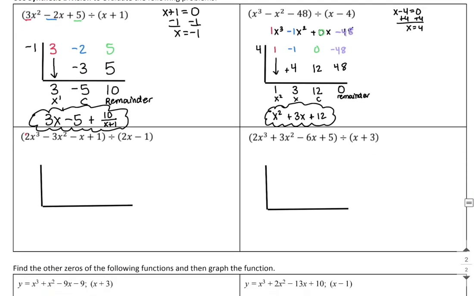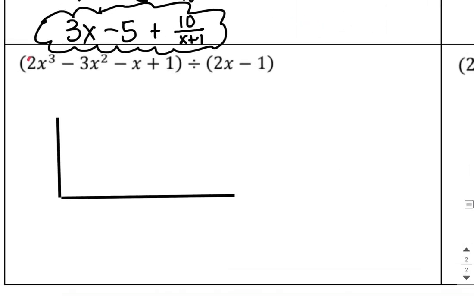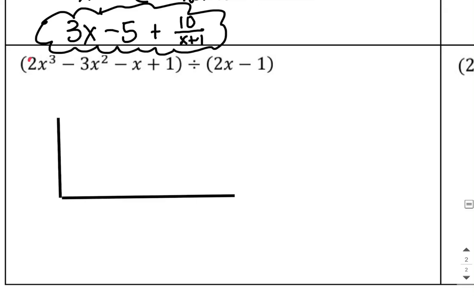All right, and then going down here, I have 2x cubed minus 3x squared minus x plus 1. That means the coefficients that I am using inside of my synthetic division bar are 2, -3, -1, since I have all the powers from x cubed down to the constant. And then I have plus 1 as my constant. That goes here.